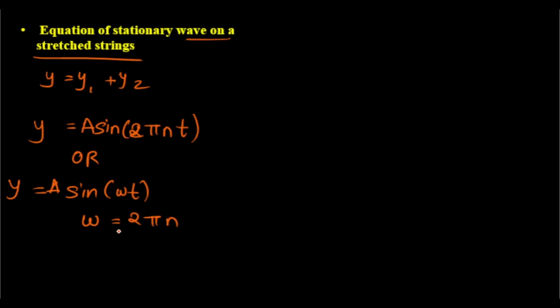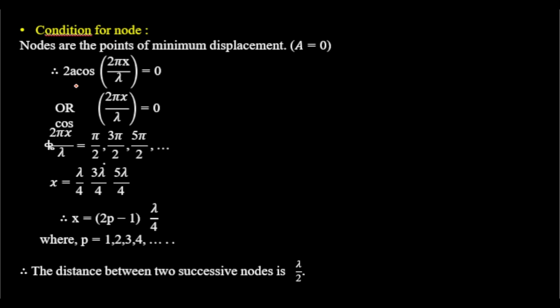Now the condition for a node: nodes are points of minimum displacement, equal to 0. So 2a cos (2 pi x divided by lambda) equals 0, or cos of 2 pi x divided by lambda is equal to 0.